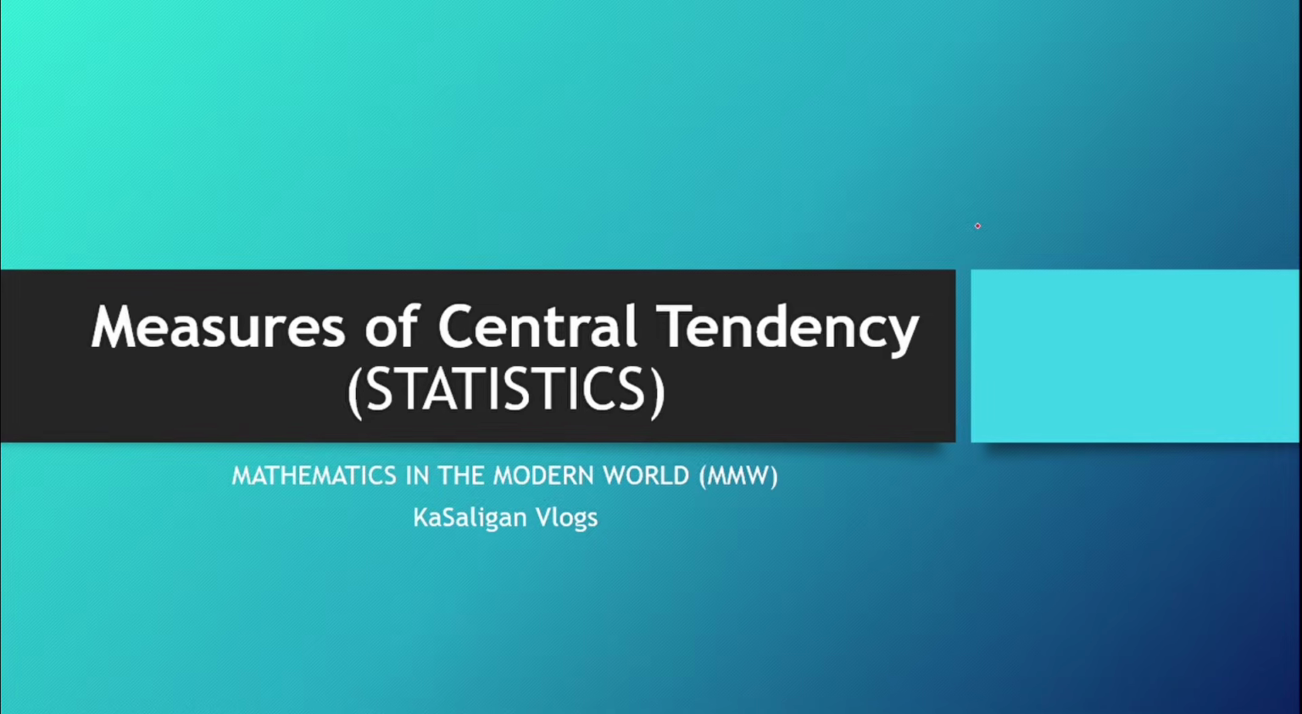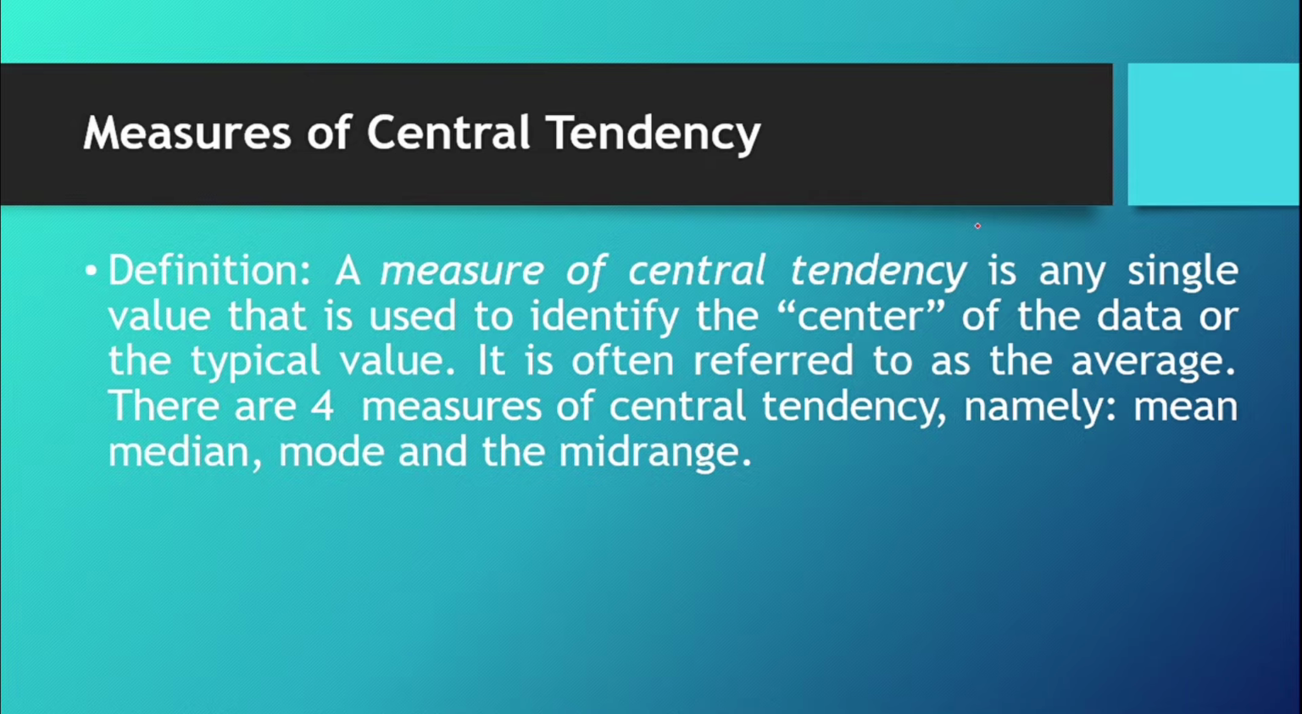Today we'll be talking about measures of central tendency, and this is part of statistics. This subject is all about mathematics in the modern world. Let's start with the measure of central tendency definition. A measure of central tendency is any single value that is used to identify the center of the data or typical value. It is often referred to as the average. There are four measures of central tendency, namely the mean, median, mode, and the mid-range.